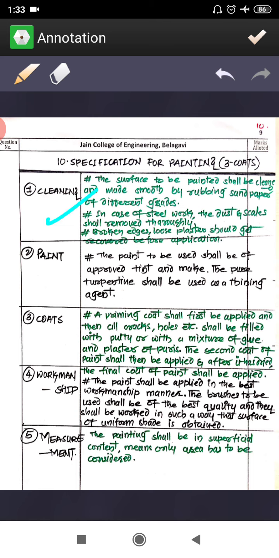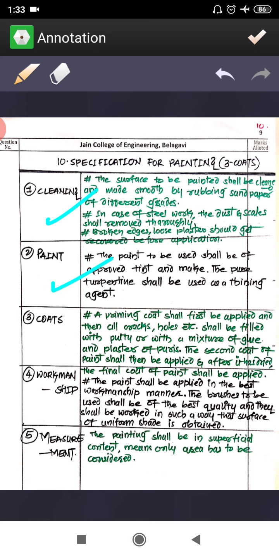The surface can be cleaned and made smooth by rubbing with sandpaper of different grades. In case of steel work, dust and scale shall be removed thoroughly, and then broken edges, loose plasters and all those things should get repaired and prepared before using the paints. Then you're supposed to apply the paint. The paint to be used shall be of approved tint and make.